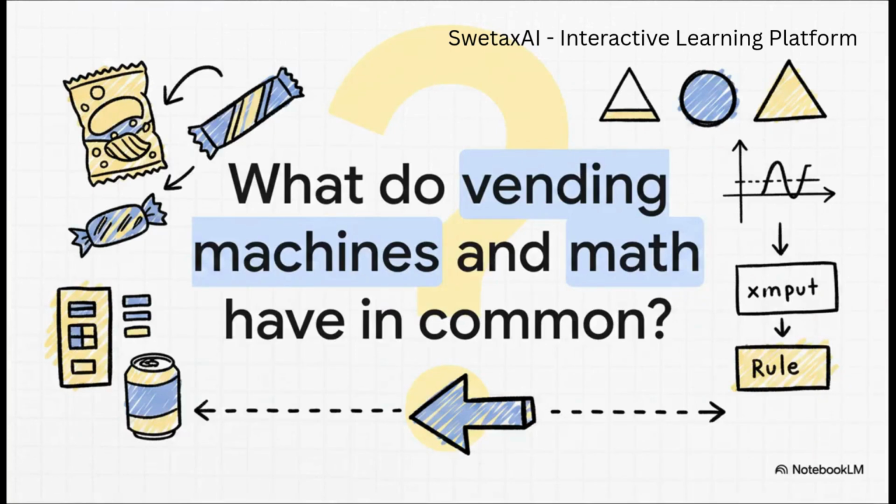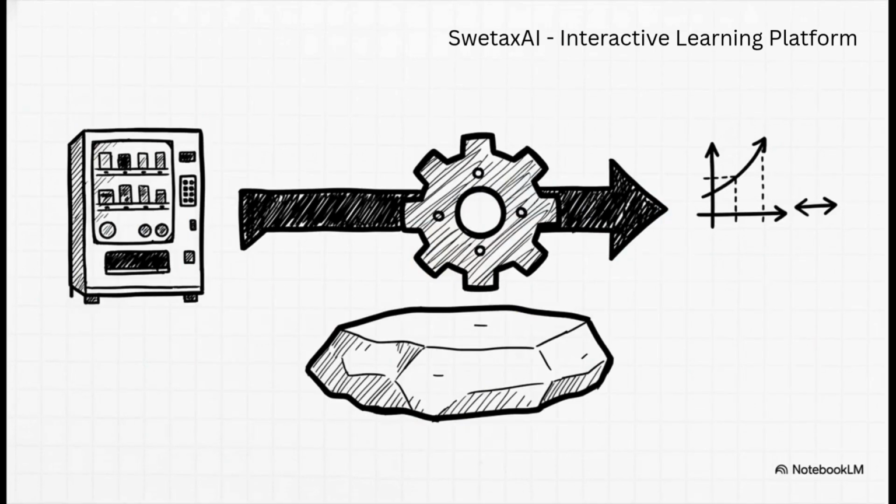It seems like a pretty weird question, doesn't it? I mean, on one hand, you've got a machine that gives you delicious snacks. And on the other, you have a math concept that, well, let's be honest, usually just gives you homework. But believe it or not, they operate on the exact same core principle. And there it is, functions.